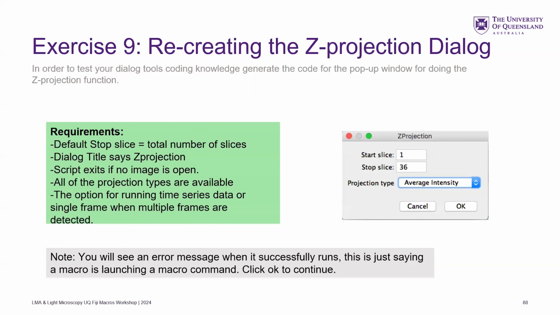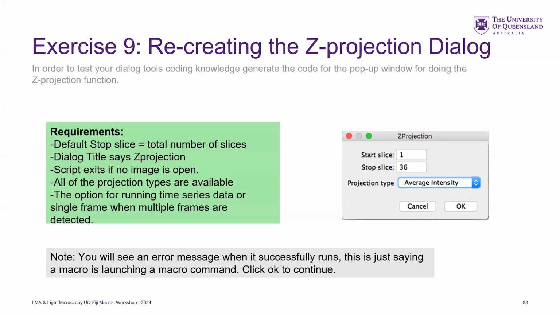So in this exercise, we've all done the projection. But if we were to recreate this little thing that we use all the time, probably every day, what code is required? When you open an image, it always puts the default stop slice to be the number of slices. But you can change that.